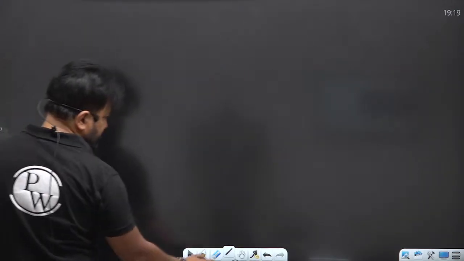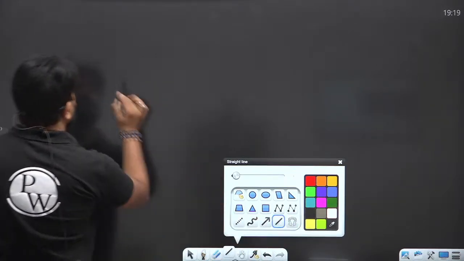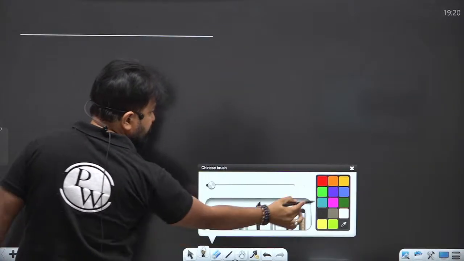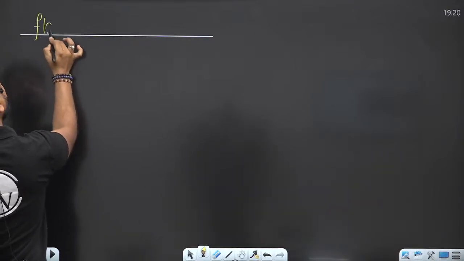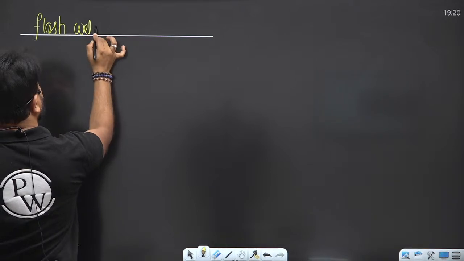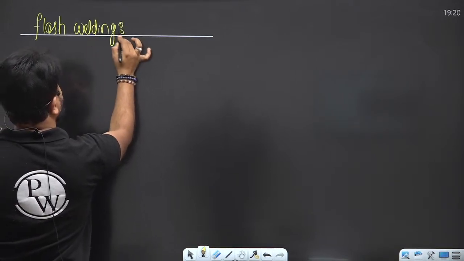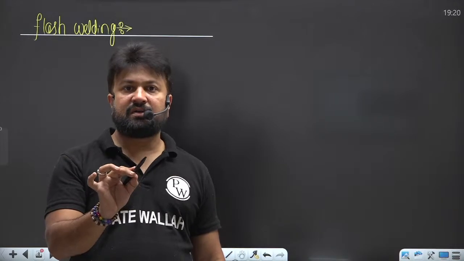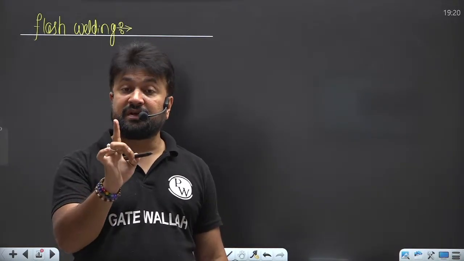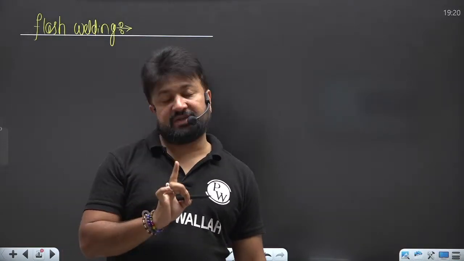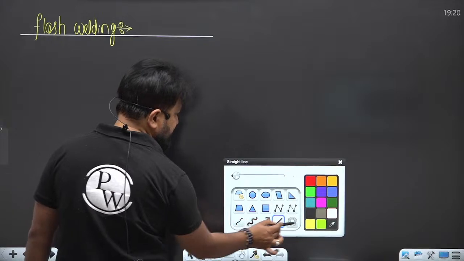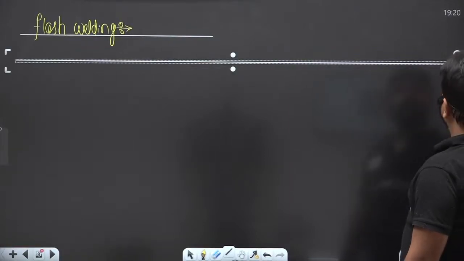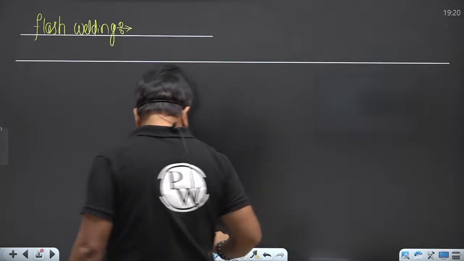In a similar fashion, I'm going to explain flash welding. Please try to understand flash welding, right? My dear, what is flash welding? Here, we produce the heat in between the rods, but by using an arc. So it is similar to upset welding. Please remember this point. This welding is similar to the previous one.